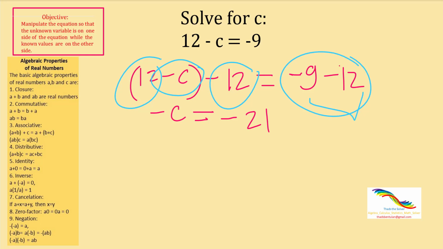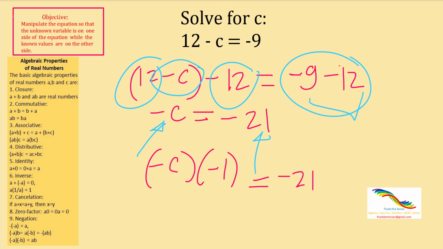So what do you do here? This is a negative C, this is a negative C, so you multiply negative 1 to both sides. So negative C times negative 1 equals minus 21 times negative 1.